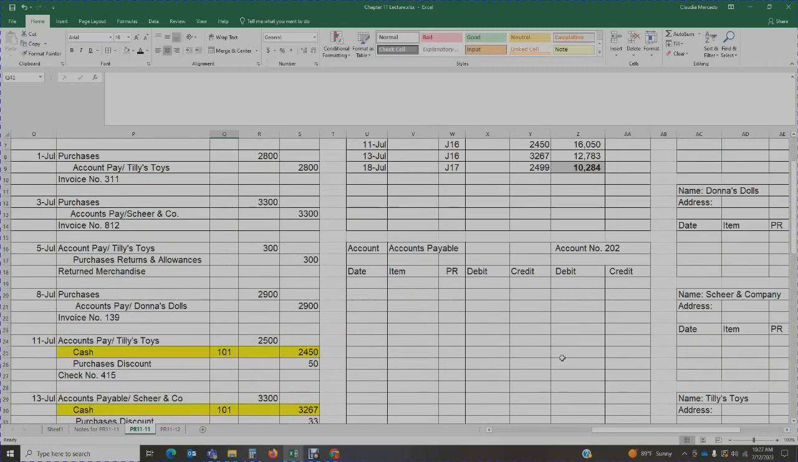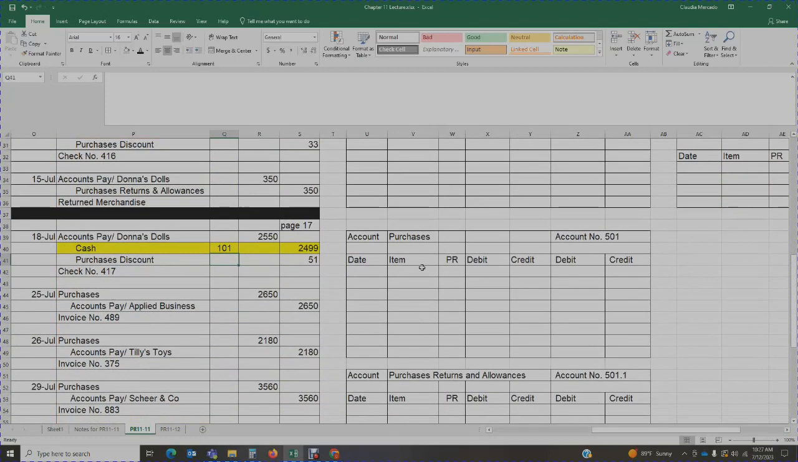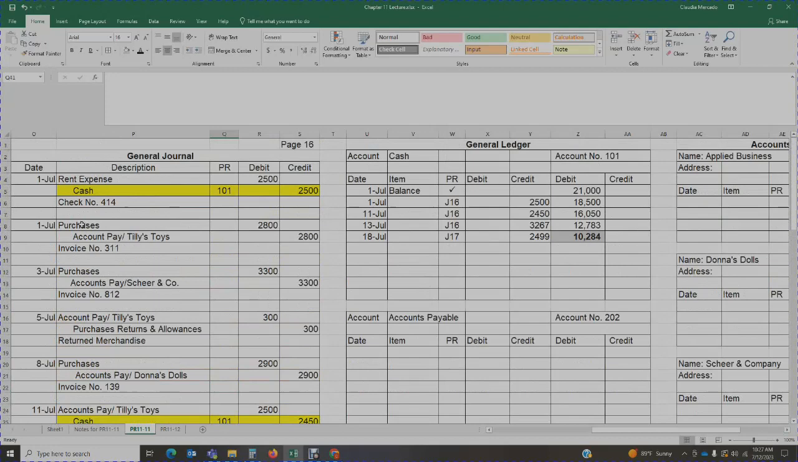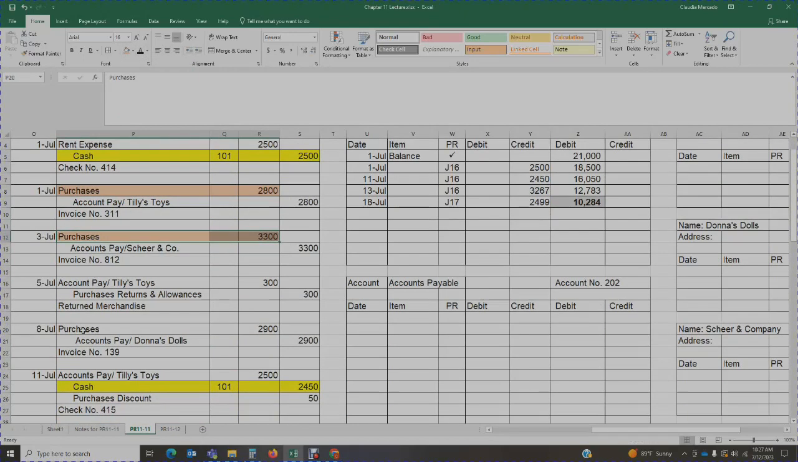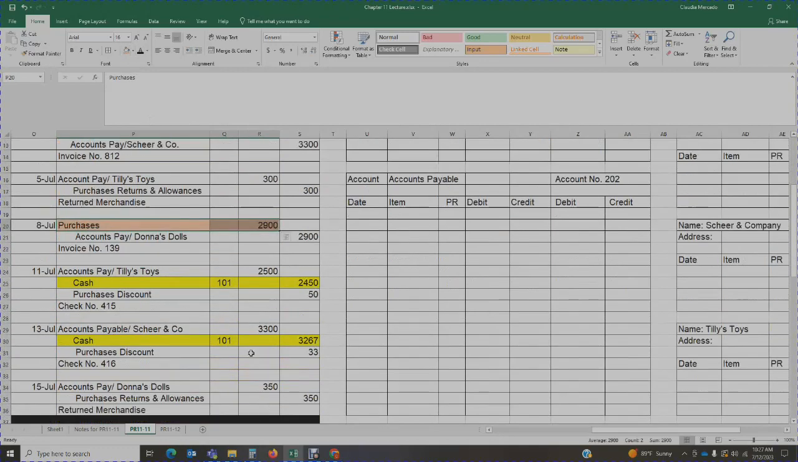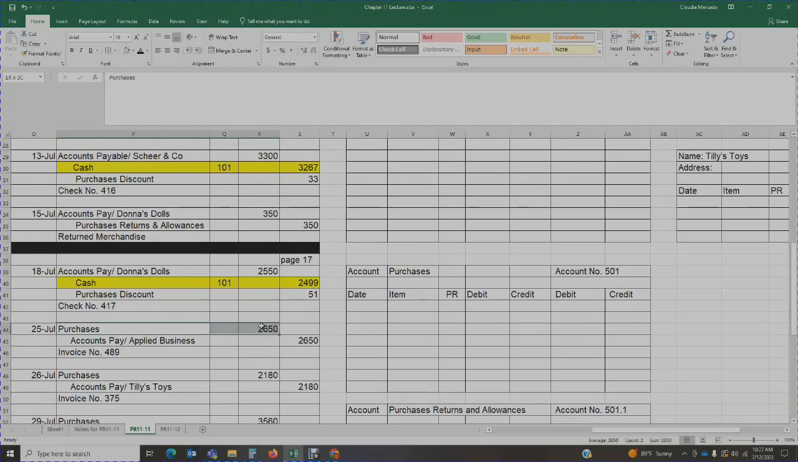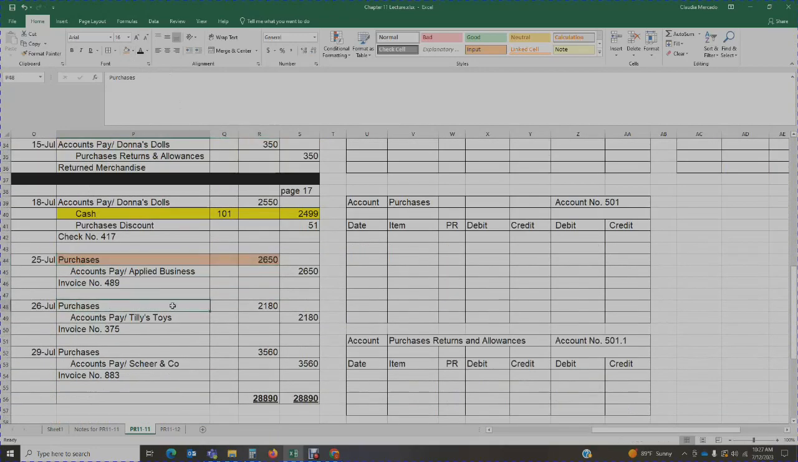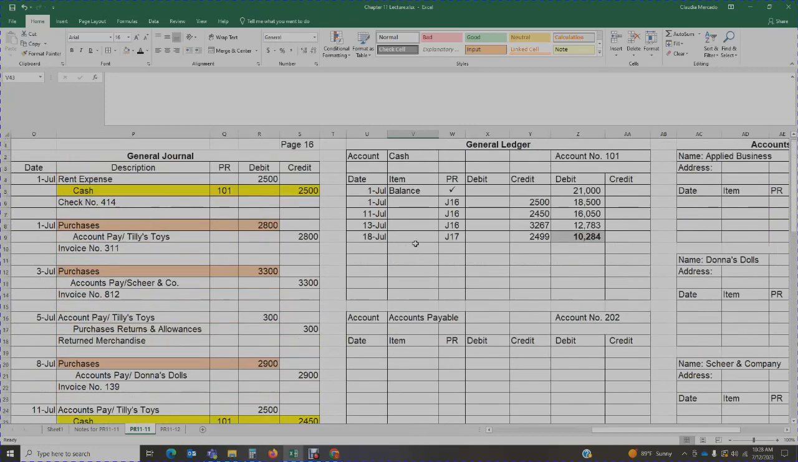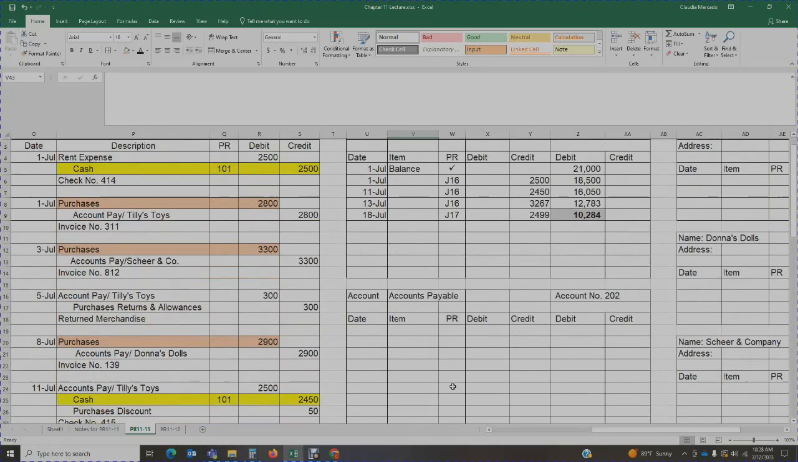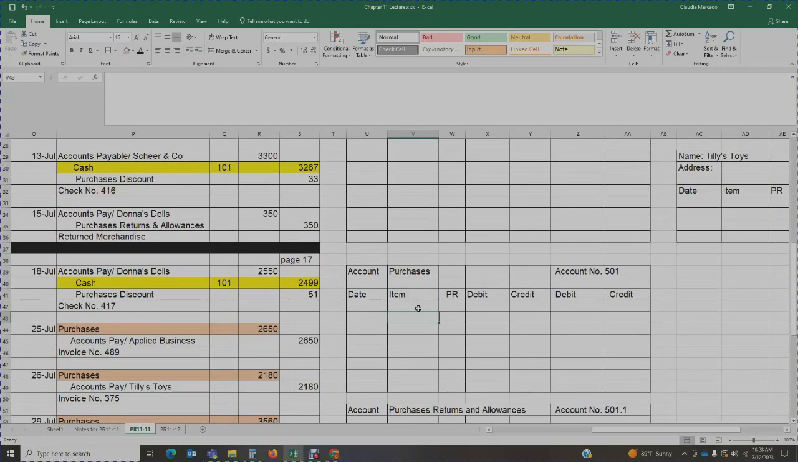I'm going to skip accounts payable because I'll do that together with my other one. So I'm going to skip accounts payable and do the rest. Now we're going to deal with purchases. Look at anything that deals with purchases. We've got another entry here, another entry here, and another entry here. All of the ones colored in peach are going to be transferred over to your purchases entry.